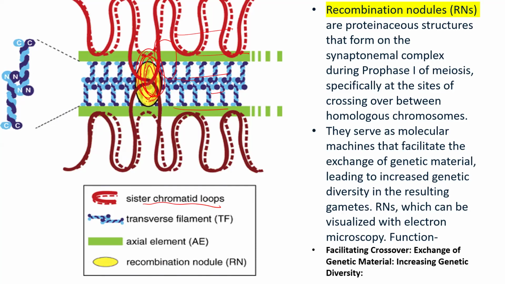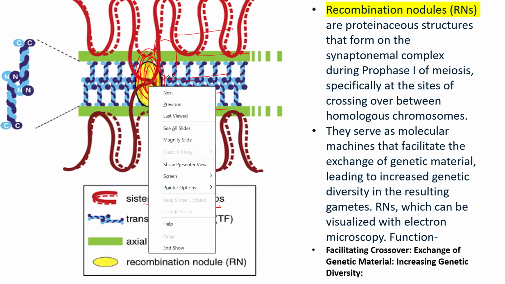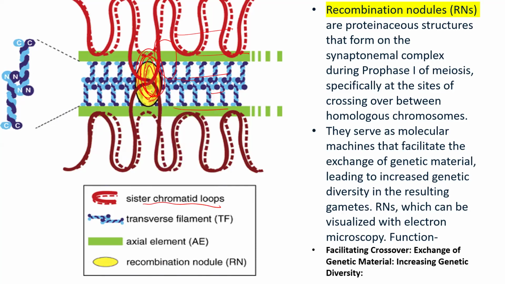So these recombination nodules serve as a molecular machine which helps in the exchange of genetic material during crossing over in the Pachytene stage. So it leads to genetic diversity in the resulting gametes. Recombination nodules can be visualized with an electron microscope.